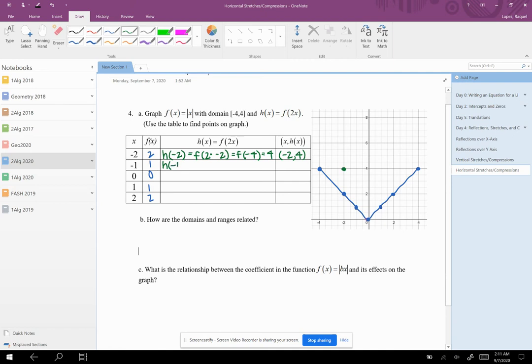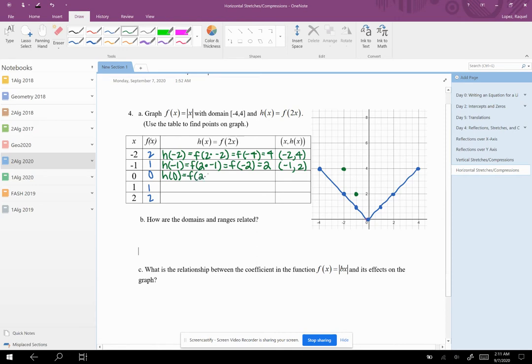Okay, let's do the next one. I have h of -1 equals f of 2 times -1. 2 times -1 is -2, so f of -2, and I can use my table for this one. When the input for f is -2, I look right here, and the output is +2. So my new coordinate here is -1, 2. Let's go ahead and plot it.